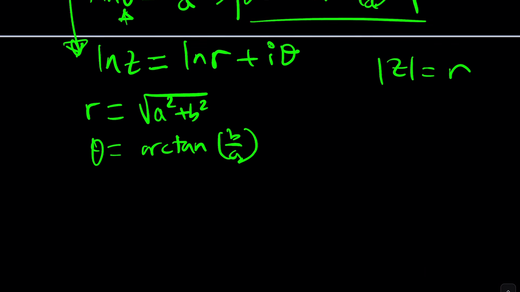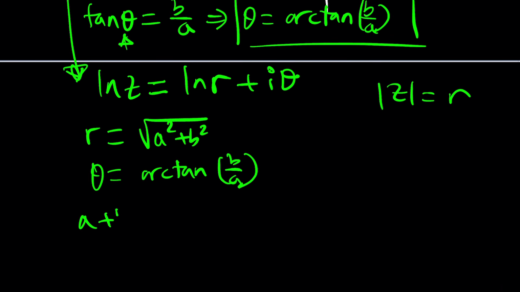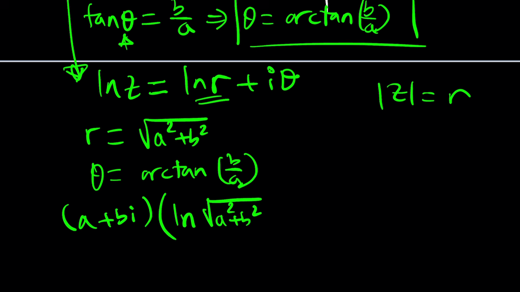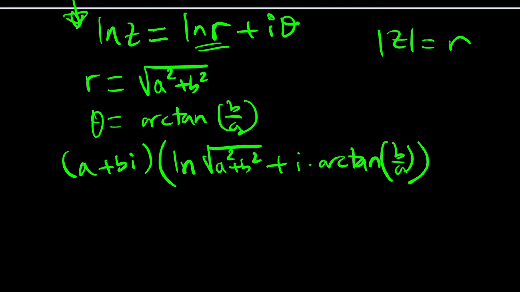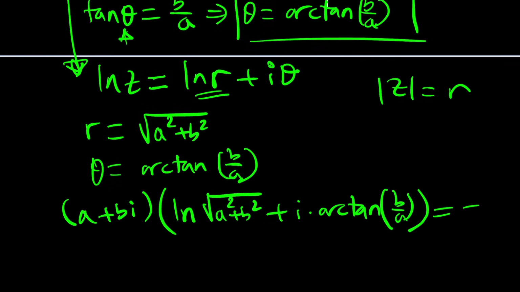Not really, but just bear with me on that one. a plus bi. Okay, so how do you find the ln of this number? Ln r, which is the square root of a squared plus b squared, plus i times theta, which is arctangent b over a. Okay, so this is basically what z times ln z is, and you want it to equal what? Negative pi over 2, which is a real number, by the way.